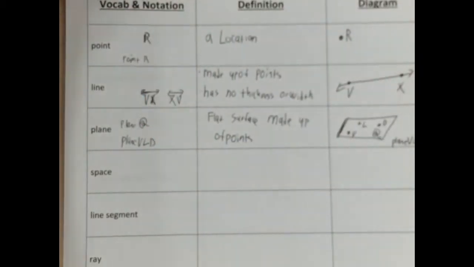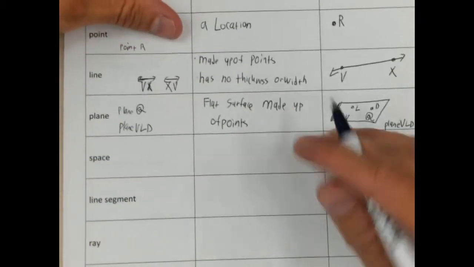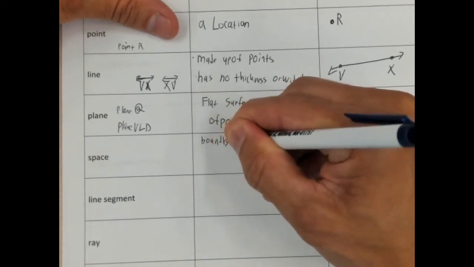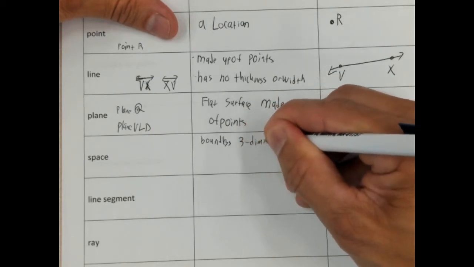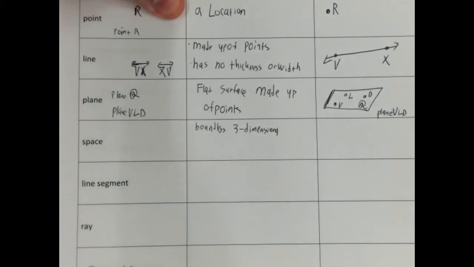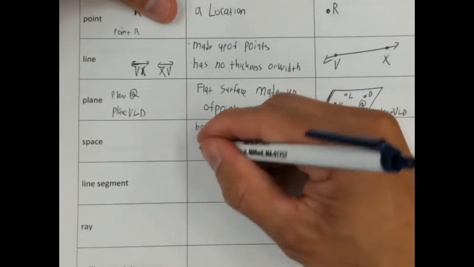Okay. So what do we have left? We have space. Space is a boundless, 3-dimensional set of all points.